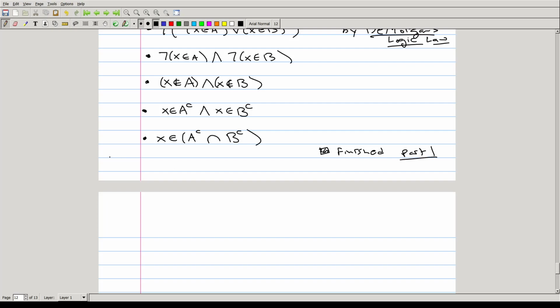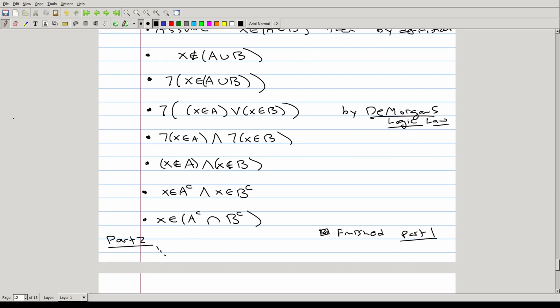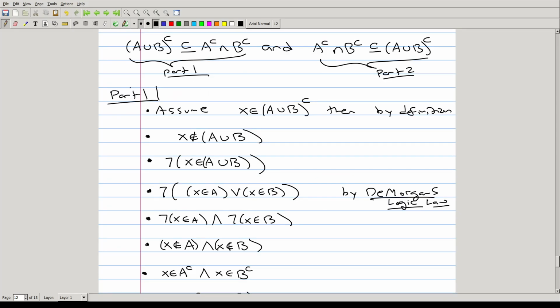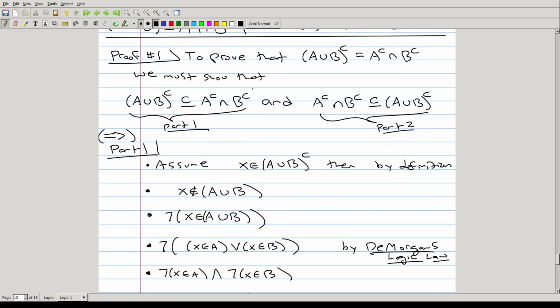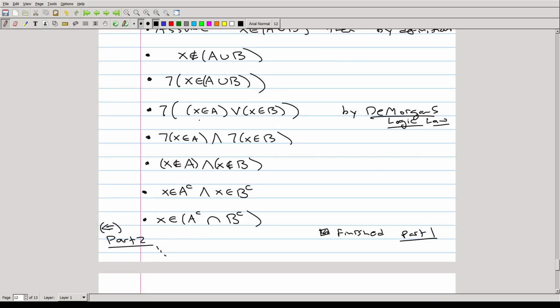To finish the proof, you have to now do part 2 in a very similar manner here. However, this goes through and it completely shows you how we do this. This is sometimes called the forward part of the proof. This part 1 right here is the forward part of the proof, and the backwards part of the proof is the other thing that we need in order to show this set equality between these two sets. However, this is it. This is how you go through and do this.